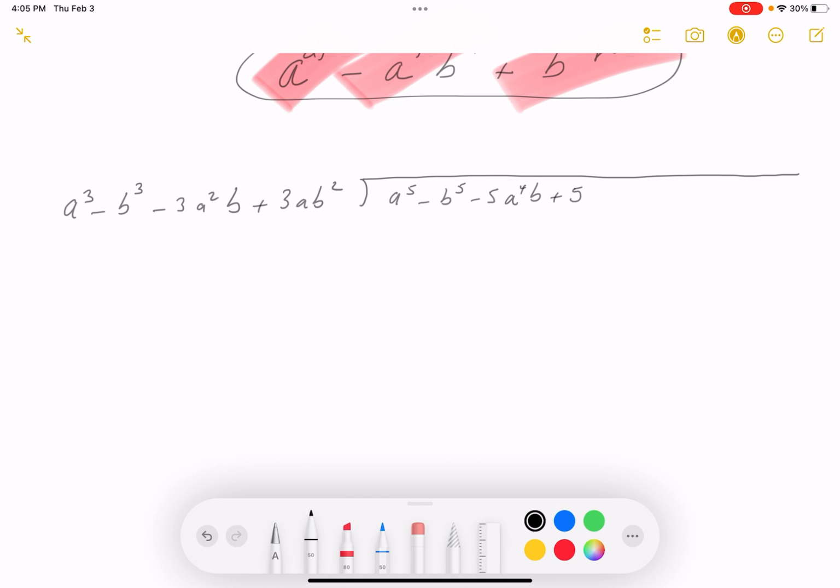And what do I get there? It looks like ab to the 4th, and then plus 10a cubed b squared. Wow, is this thing ever going to end? And then minus 10a squared b cubed.